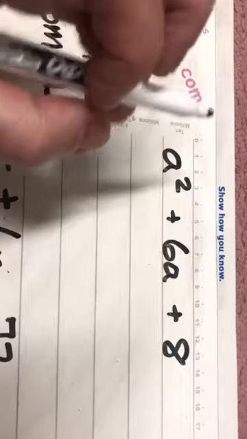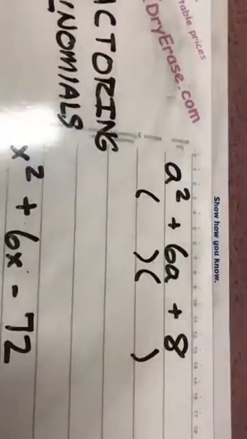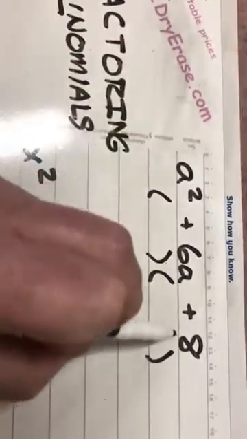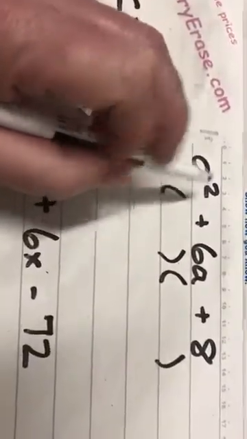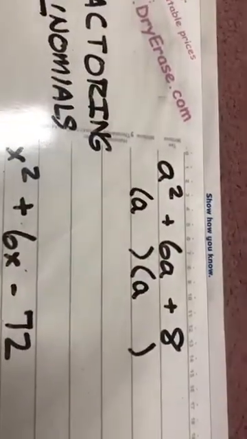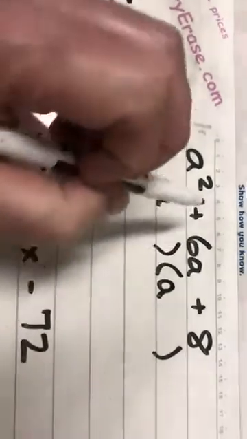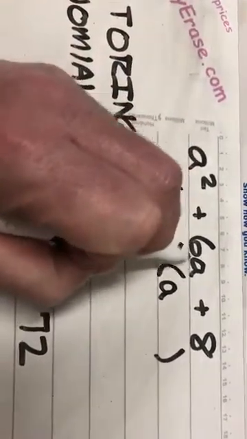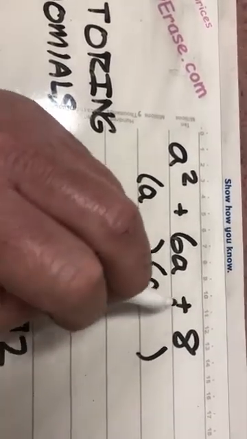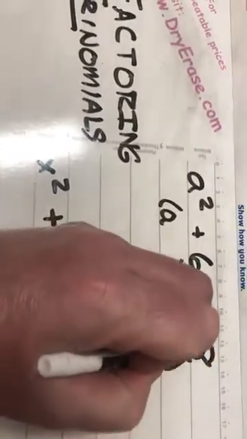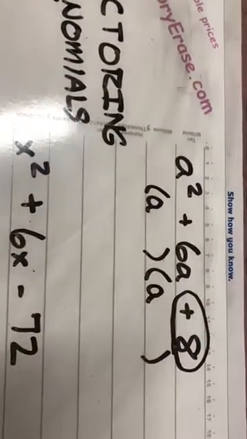Well, first of all, when we factor it, we're basically doing the opposite of the FOIL method, okay? We're going to figure out what multiplication problem got us this answer, all right? And the fact that it's a squared tells me that it's a and a. Now I want to look at the 6a and the 8. What I'm looking for at this point is two numbers that added together equal a positive 8.